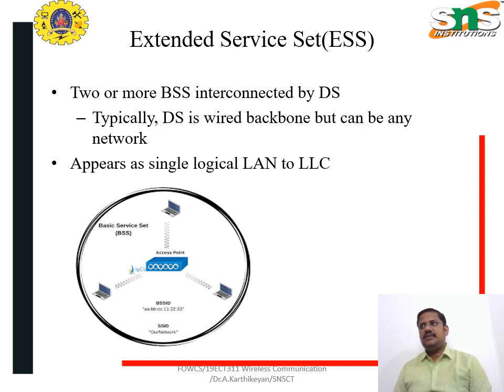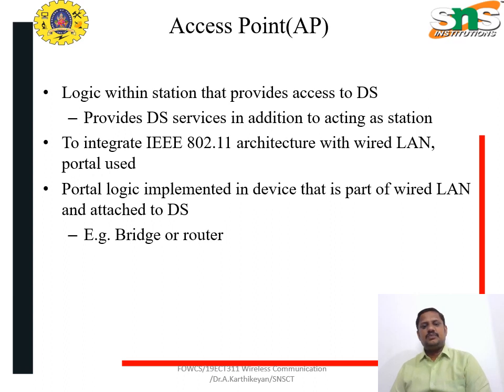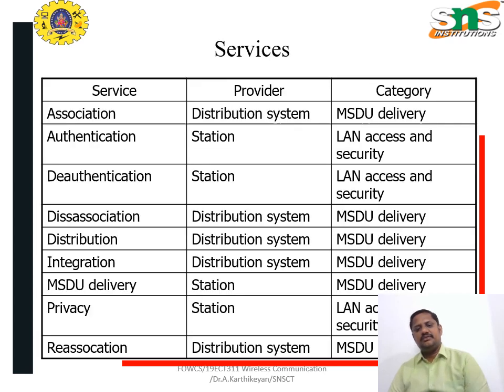Mainly having the BSS, the basic service set has connectivity to the access point over the wireless medium, with access through IEEE 802.11 to the other stations. That's the basic one. The access point has logic within the station that provides the distribution system service. In the IEEE 802.11 architecture we have the wireless LAN and the wired LAN, with the portal. The portal logic is implemented in a device attached to the DS, and a bridge or router can interconnect the access point.